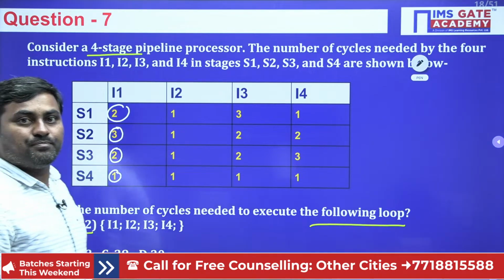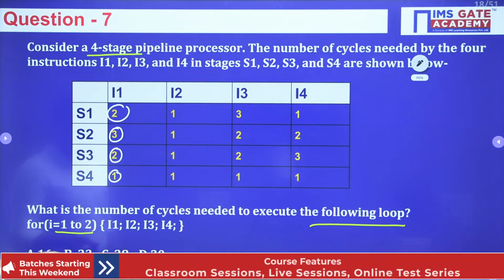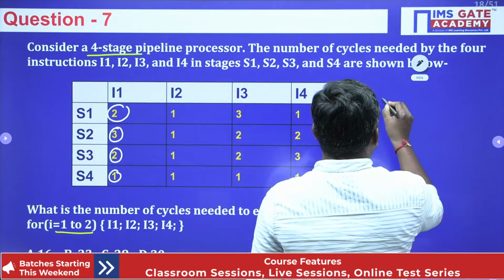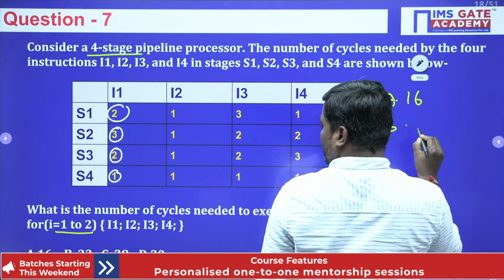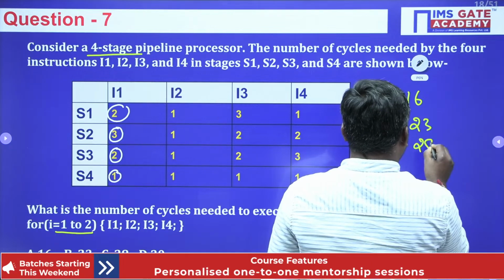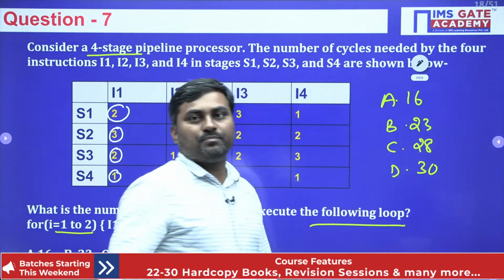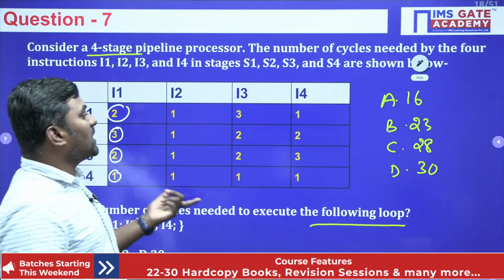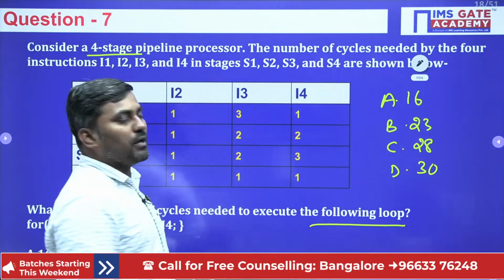The options given are: option A 16 clocks, option B 23 clocks, option C 28 clocks, option D 30 clocks. What are they asking here? How many cycles are required to execute this loop under this 4-stage instruction pipeline?